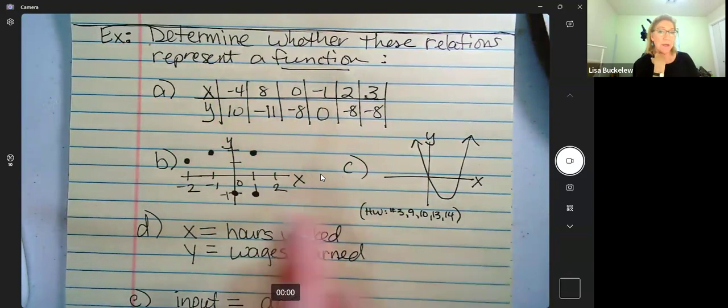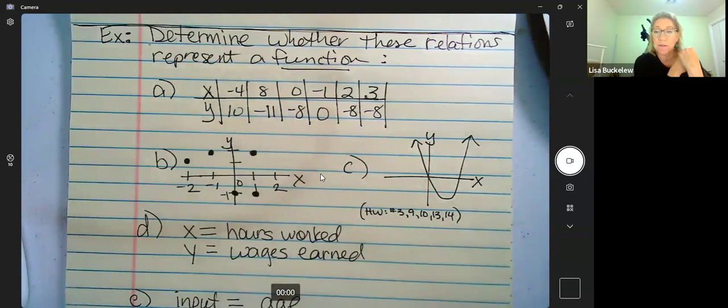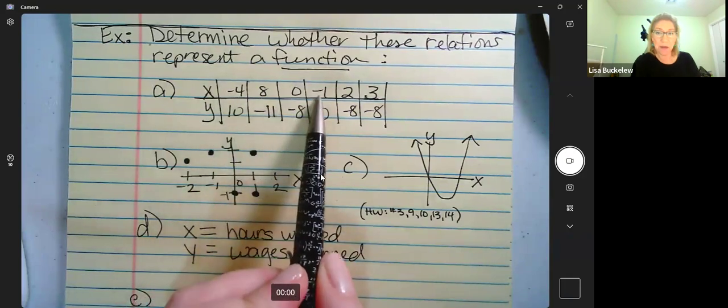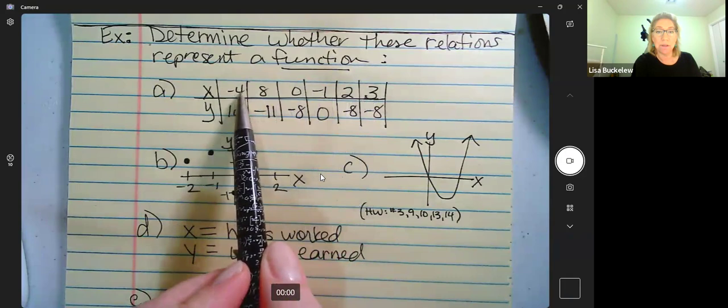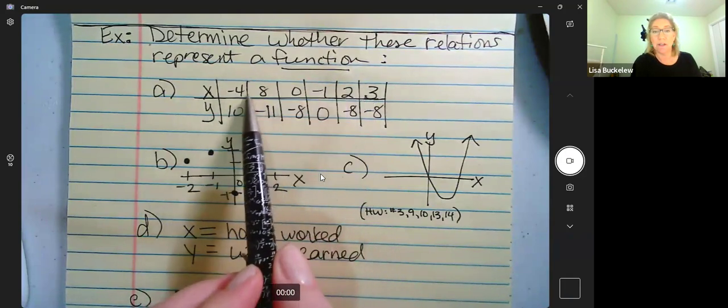So when you're given a table or list of points, to answer the question about whether or not it's a function, all you really need to do is just look through all the X values and make sure they are all different. So every one of these X values is different. I do not have any repeated X values. So that's all I need to look at to determine that, yes, this particular relation is also a function.